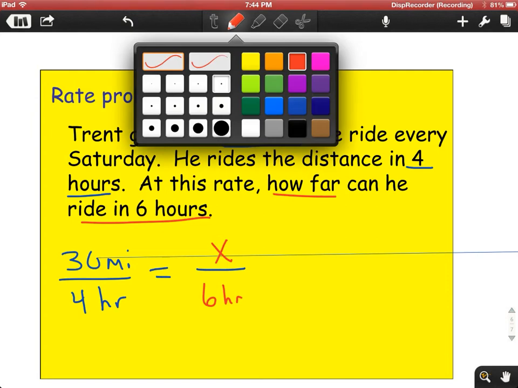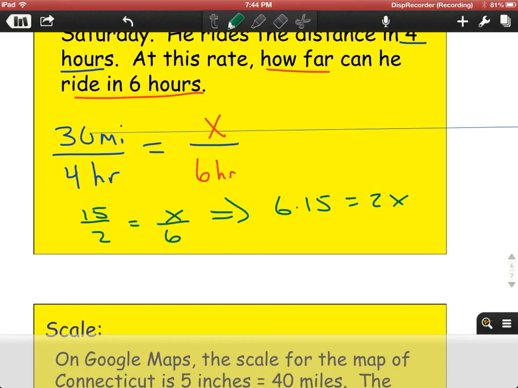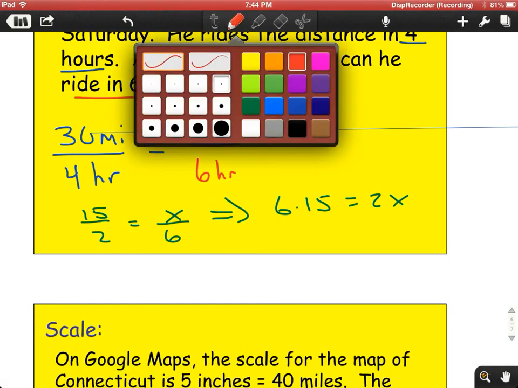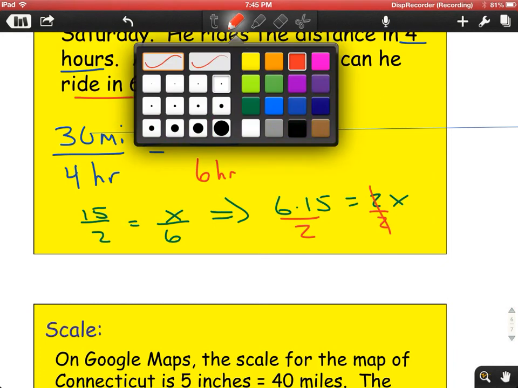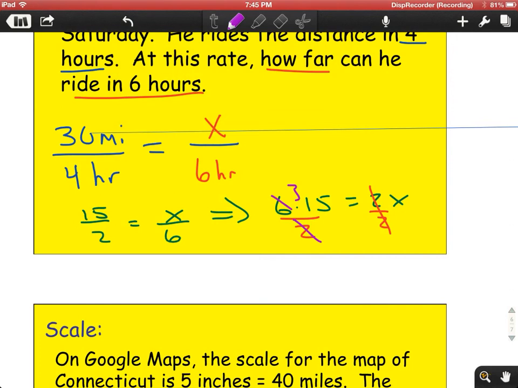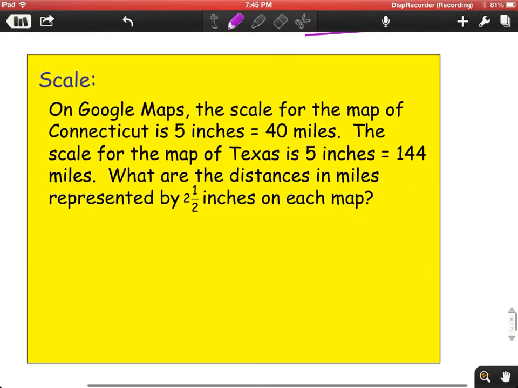That's our unknown. So the first thing I'll do is I'll simplify my fraction. I could divide this by 2. That'll be 15 over 2 equals x over 6. And then 6 times 15 equals 2 times x. And then I could divide both sides by 2. Notice again that I didn't multiply 6 and 15 together because I'm set up here for some canceling. X is equal to 45, and we need to go back to our problem and say, well, 45 what? How far? 45 miles. So x is 45 miles.